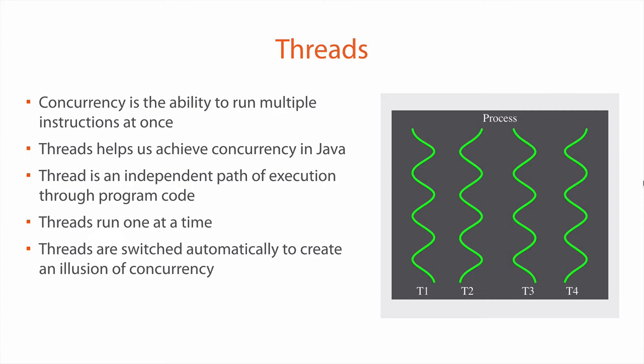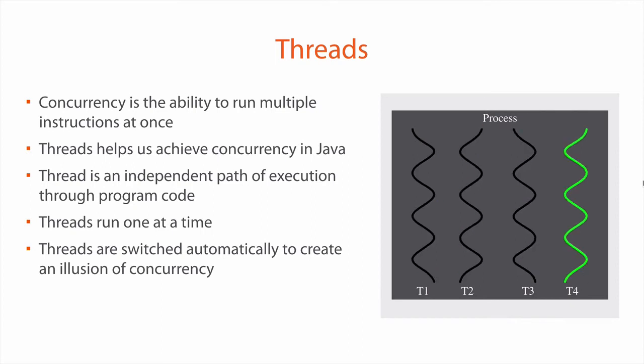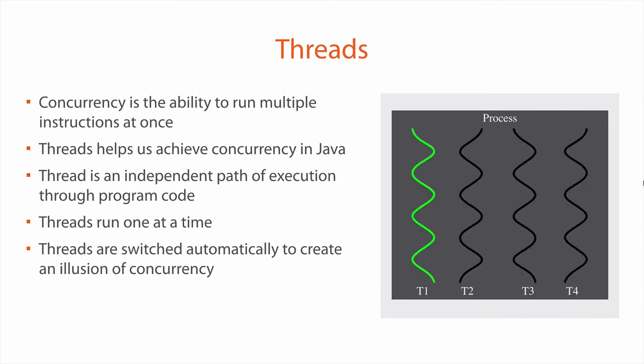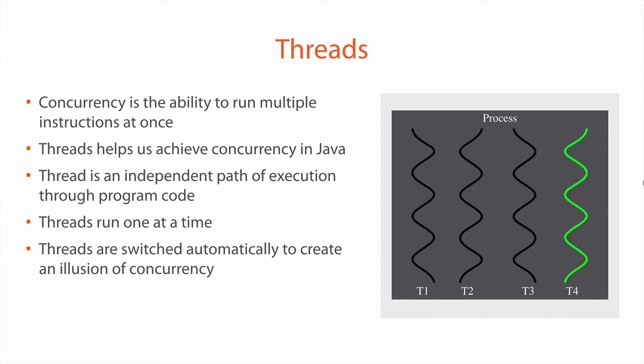Threads are independent parts of execution. You might be wondering how the computer can run multiple threads simultaneously, even when a typical computer has only one processor that can perform only one calculation at a time. In reality, threads run one at a time. However, they are switched automatically at high speed to create an illusion of concurrency.